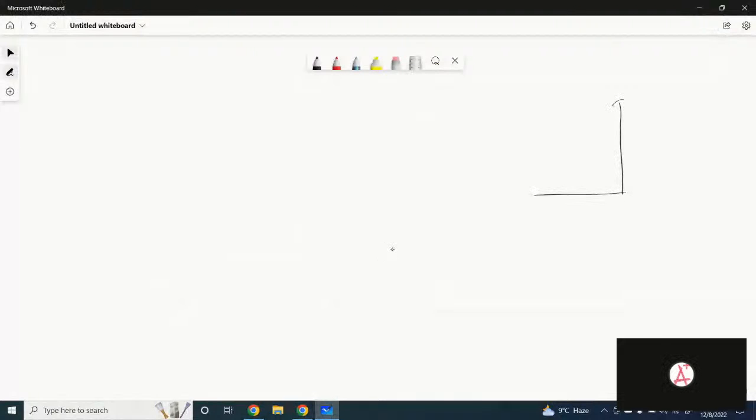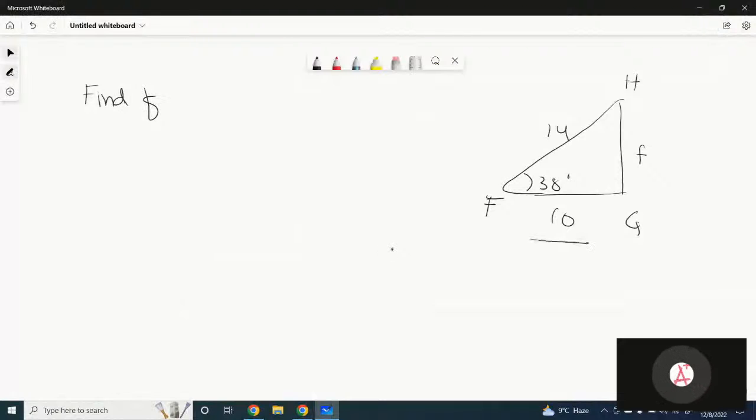Okay. Here you have G, H, and F. So here you have 10, 14, and 38 degrees, and you have to find F. Got it? So just look at the triangle. You are given these two sides and the angle that the two sides make. So in this case, you can use the cosine law. You have to find the side F.